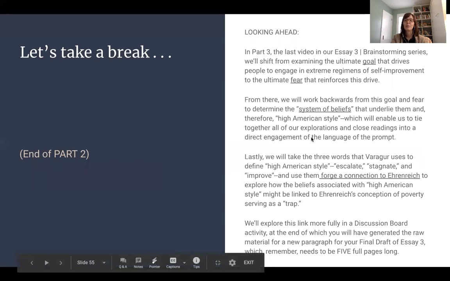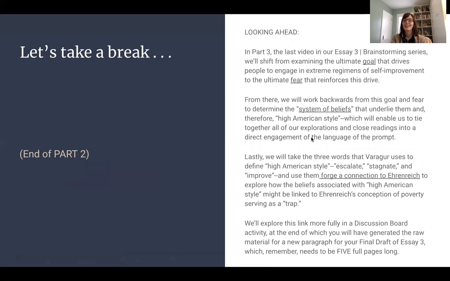And from there, we're going to work backwards from this goal and fear to determine the system of beliefs that underlie them and therefore high American style, all of which will enable us to tie together all of our explorations and close readings into a direct engagement of the language of the prompt, right? Really making sure that we have a clear sense of what high American style is, and that we have a clear sense of what the beliefs are that drive that "style."